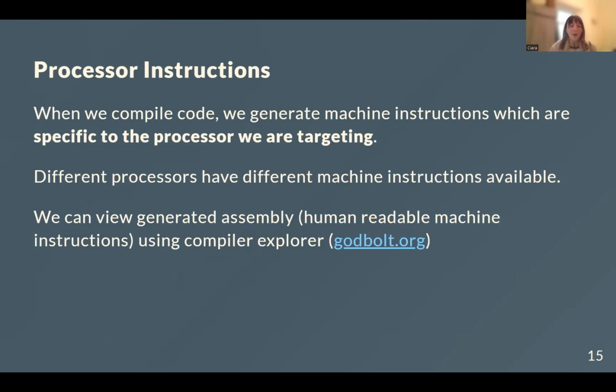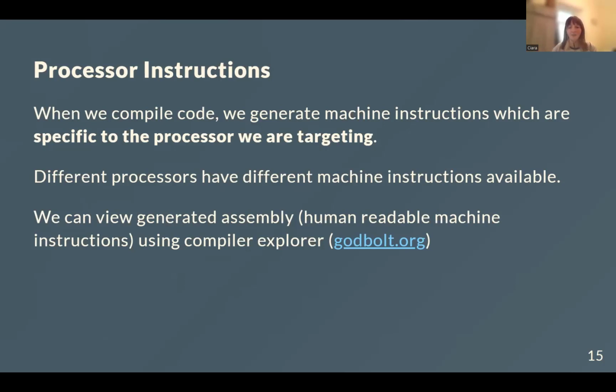So when we compile code, we obviously generate machine instructions, and those are going to be specific to the processor we're targeting. So most people tend to work with x86 or ARM64. So those are the two that are going to be discussed here. Those are the ones that Mara uses in the book, and I'm sticking to the book very closely.